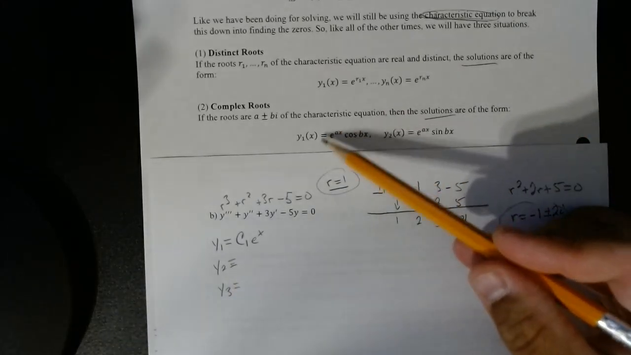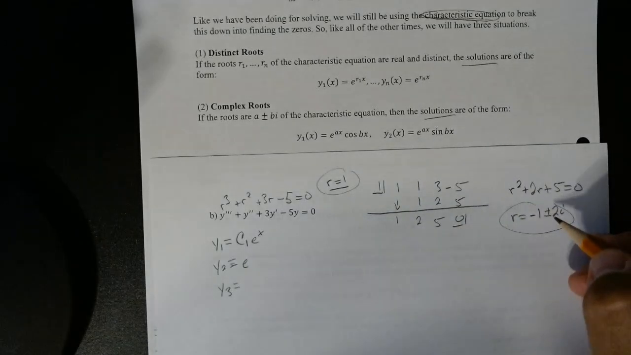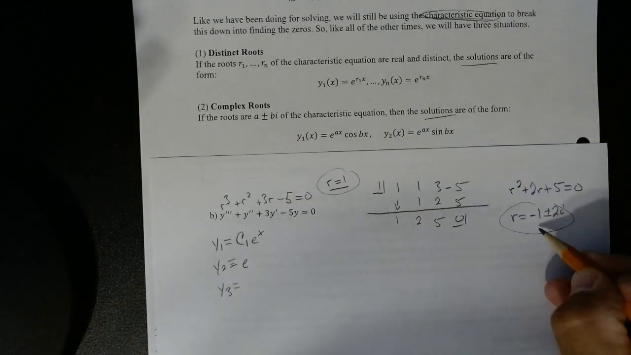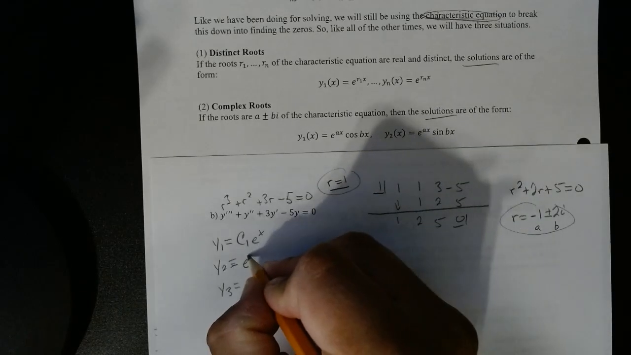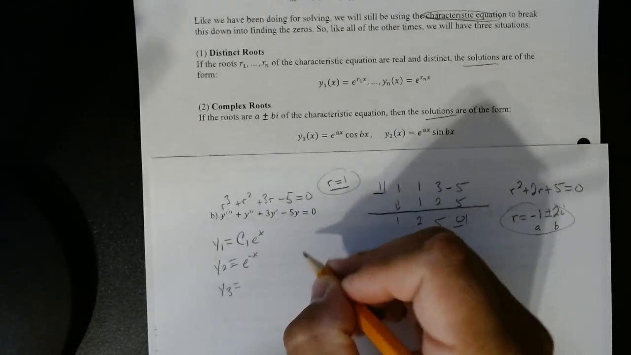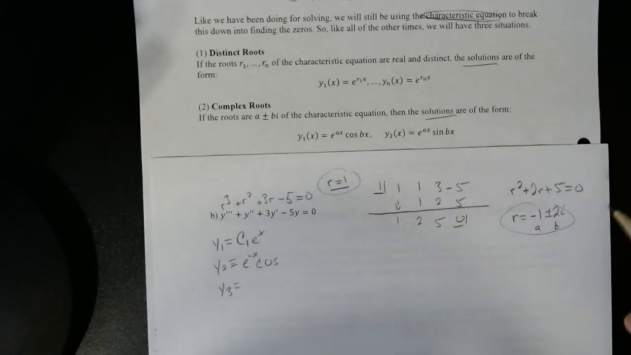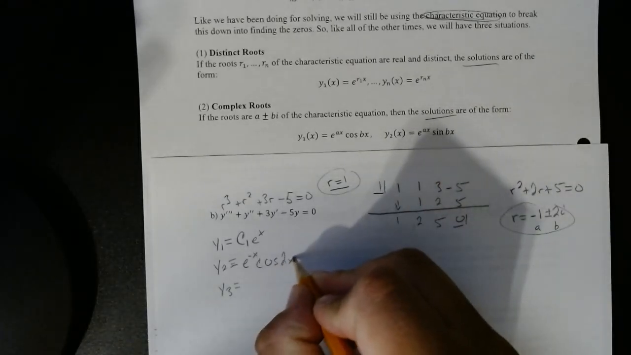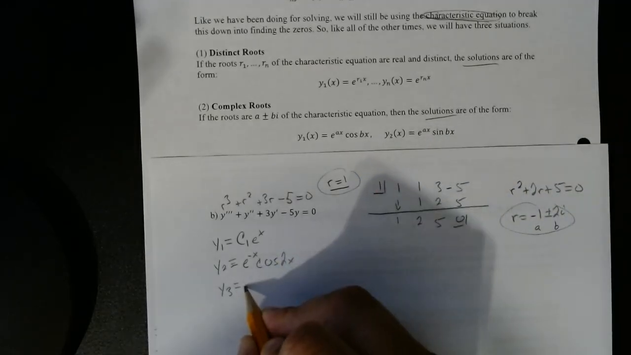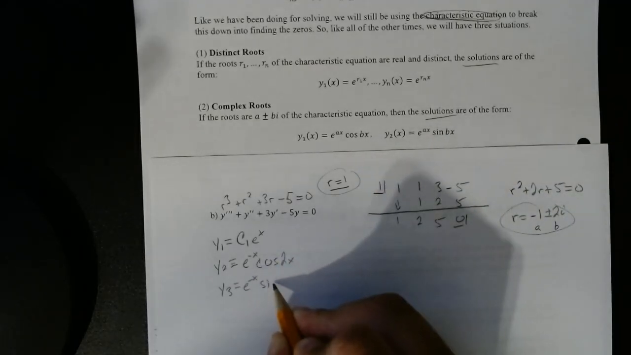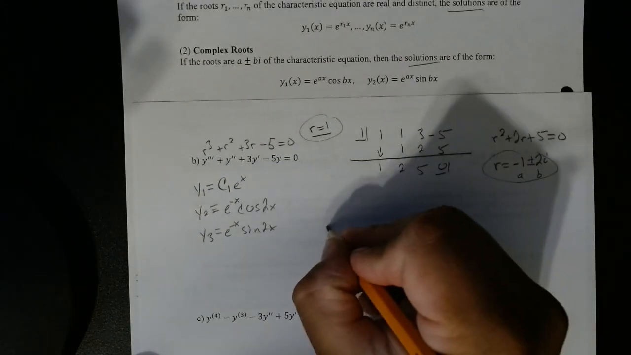So first case is going to be e raised to the a power. Now again, according to this process, this is going to be a and this is going to be b. So to the negative x power times cosine of bx. And the other one is exactly the same, but we use sine instead. And now we just put this together.